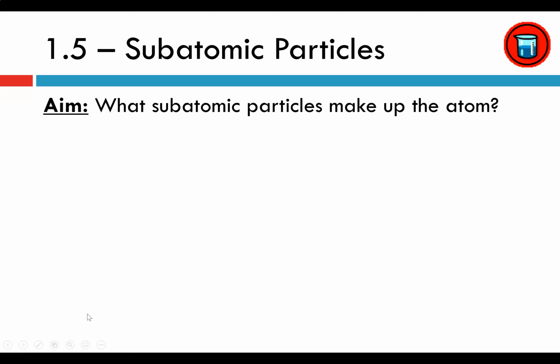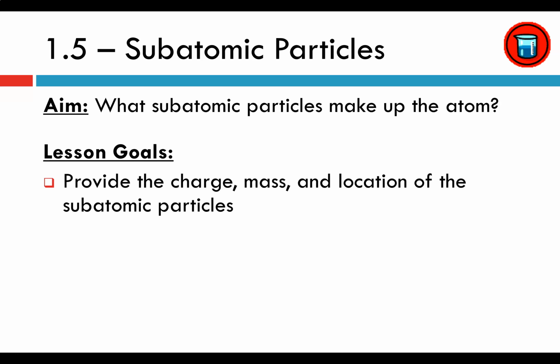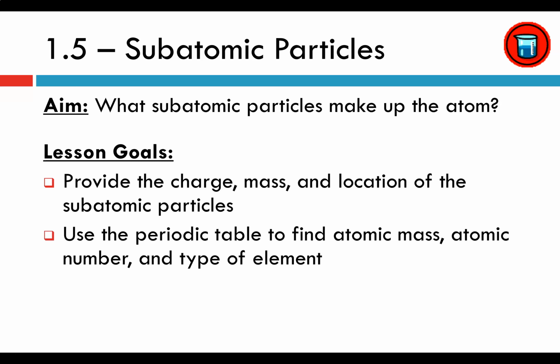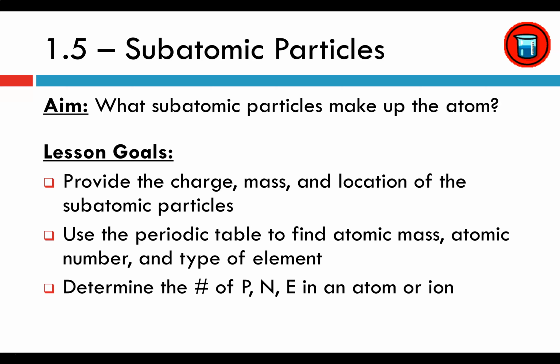So we've got a handful of goals for today's lesson. First, you should be able to provide the charge, the mass, and the location of all three of the subatomic particles. You should be able to use the periodic table to find atomic mass, atomic number, and the type of element. And finally, determine the number of protons, neutrons, and electrons in an atom or ion. That last one is the big one for today. We're going to spend some time doing practice problems related to that.